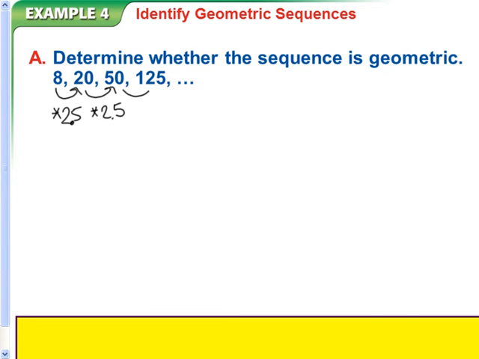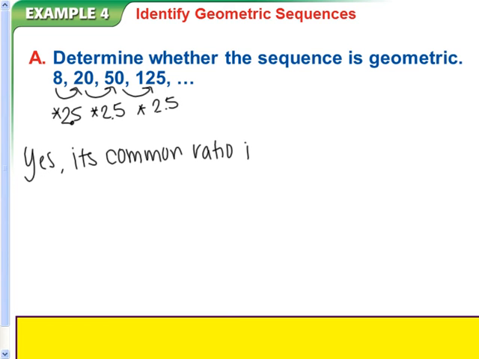And how about 50 times 2.5? That is 125. Oh, I keep putting the decimal point in the wrong spot. So is this a geometric sequence? Yes. And then we could support it by saying its common ratio is 2.5.